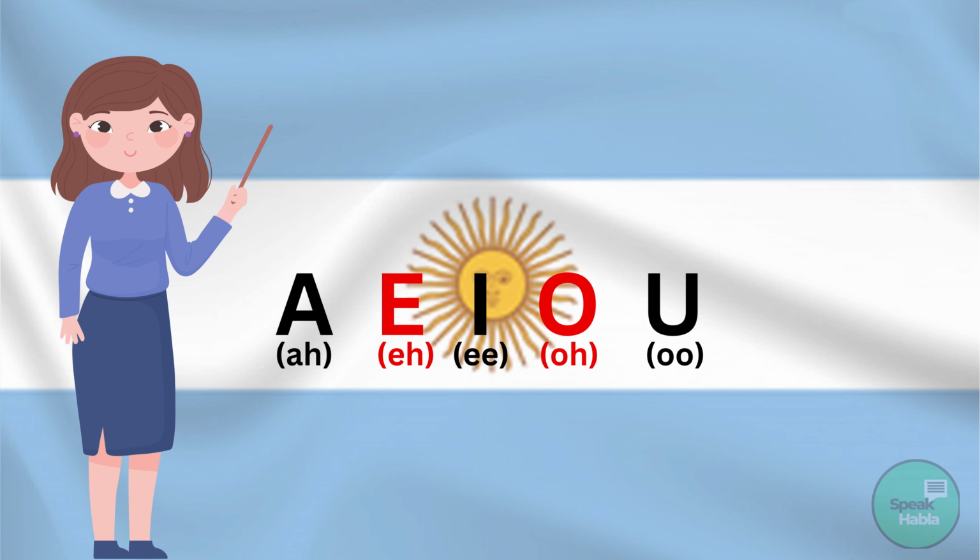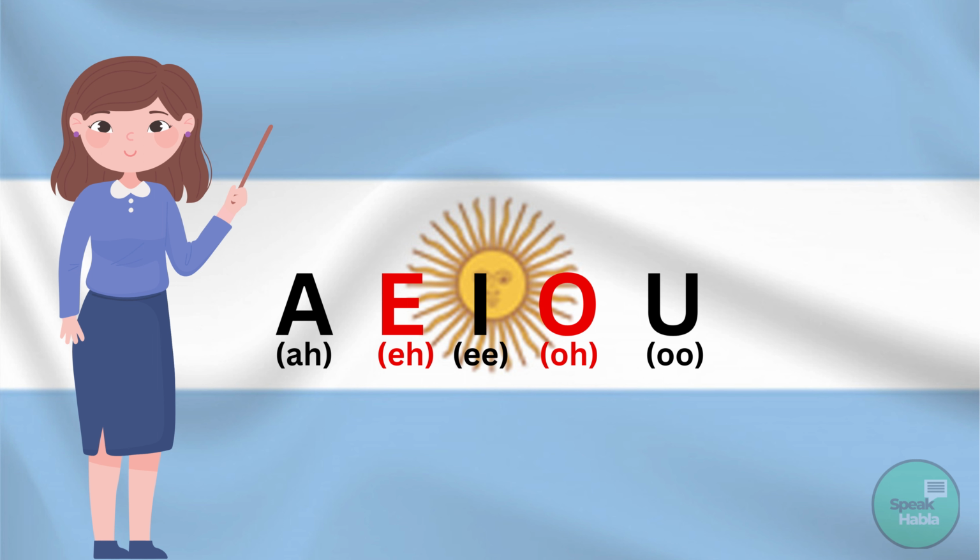Let's get started. The Spanish vowels are the same 5 vowels we have in the English language: A, E, I, O, U. In this video, I will be covering the sound each vowel makes in Spanish, followed by the Spanish alphabet. To start off, the vowels are called las vocales in Spanish.